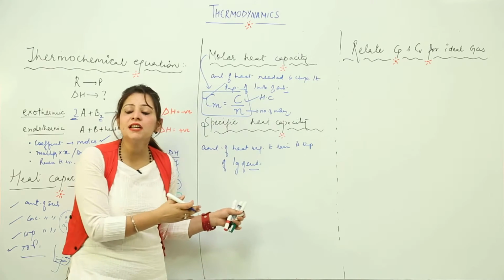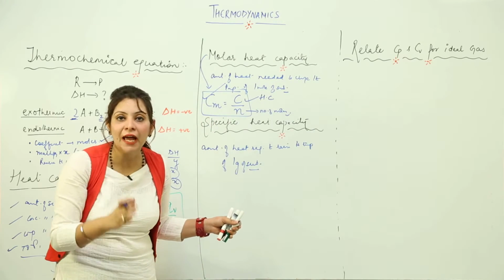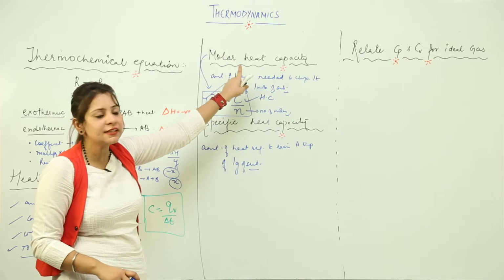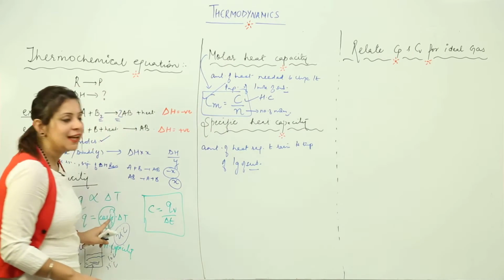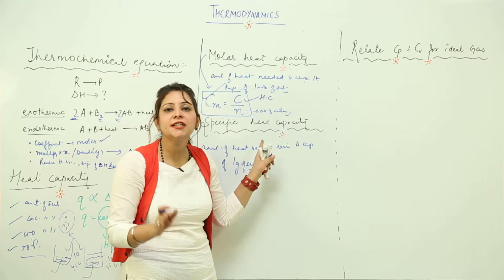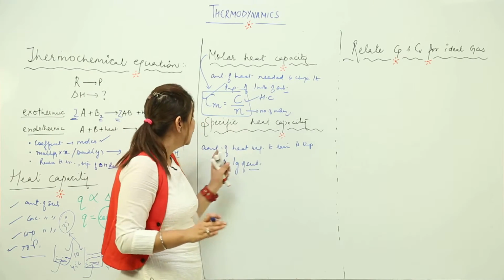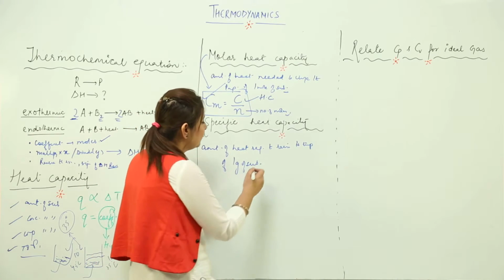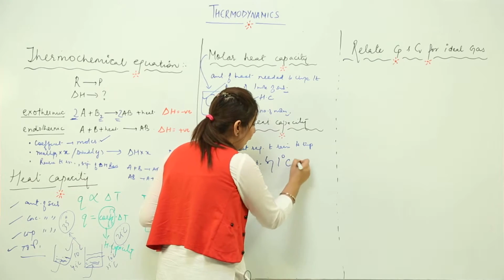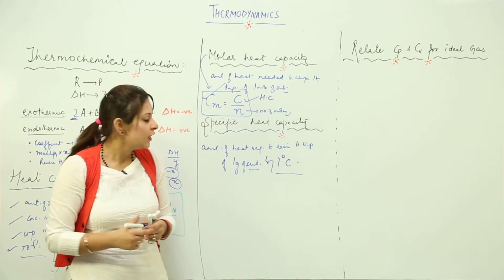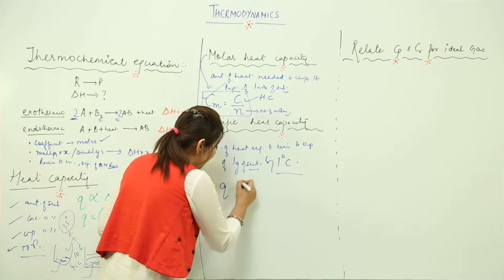Here I have fixed the mass of the substance as 1 gram, but in this case and this case we could just fix the substance as 1 mole, but in this case we didn't fix any substance. But when we are talking about specific heat, we are fixing the substance mass as 1 gram. So it is the amount of heat required to raise the temperature of 1 gram of substance by 1 degree Celsius. So this is the specific heat capacity.